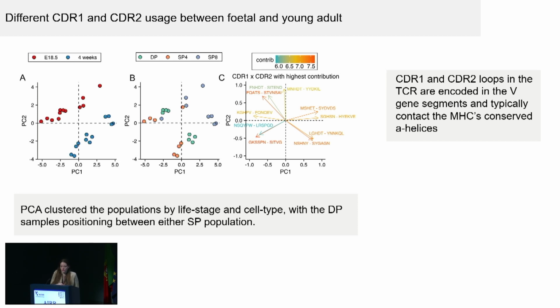So then we wanted to look at the CDR1 versus the CDR2 usage. So they've clustered really nicely by the CDR1 versus CDR2 usage, as you can see here. And they cluster generally by life stage, but also by cell type, with again the fetus being a little bit more dispersed. And so this is really showing the effect of selection on the repertoire.